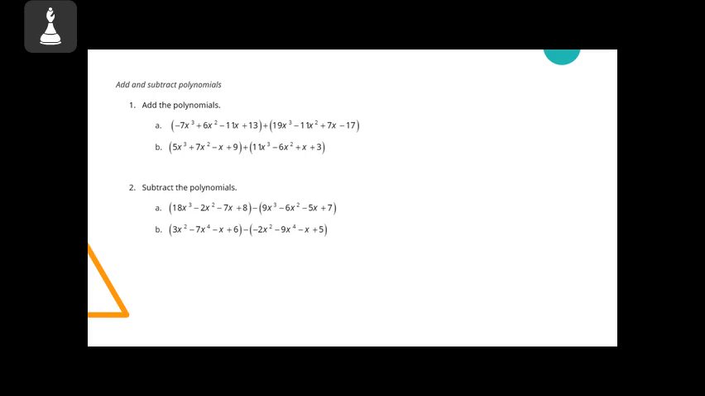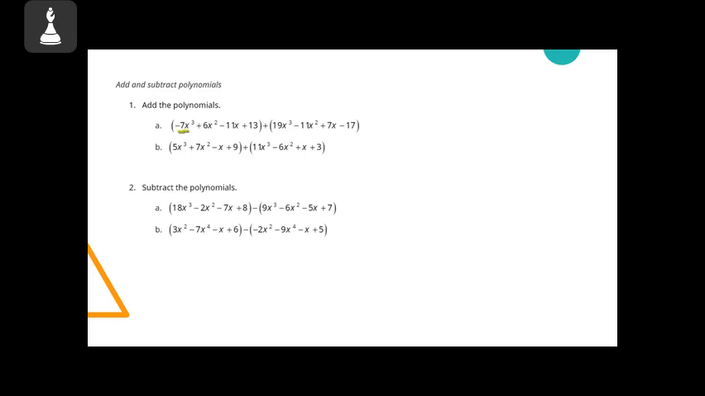So usually what I do is I like to underline and then maybe squiggle or circle or do a different symbol around terms that are alike. So I have negative 7x cubed plus 6x squared minus 11x plus 13 that I want to add to the polynomial 19x cubed minus 11x squared plus 7x minus 17.